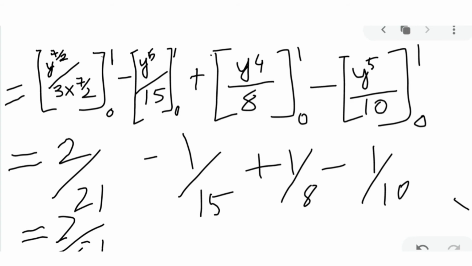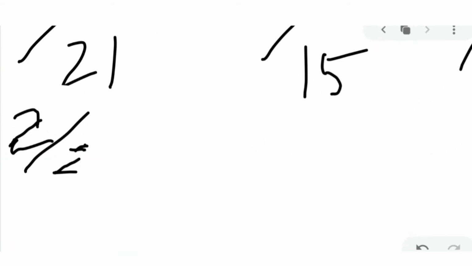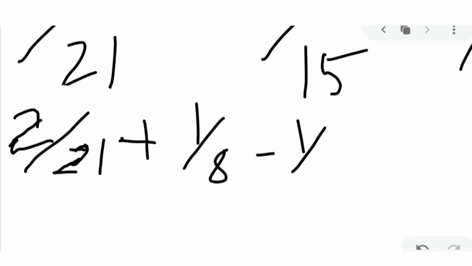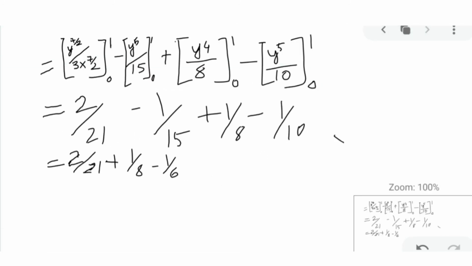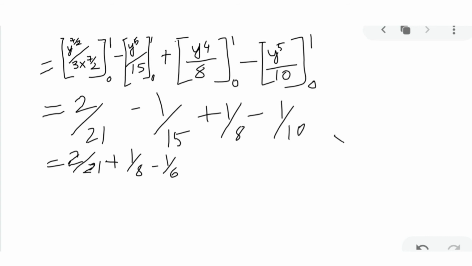2 by 21 plus 1 by 8 minus 1 by 6. So I'm leaving this here. You can calculate this easily. So this is the question we have taken, for example, to understand change of order of integration.